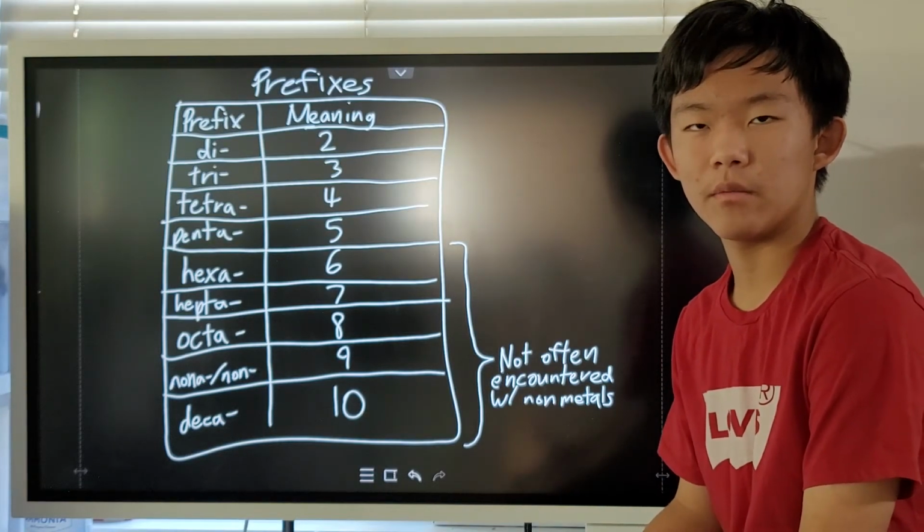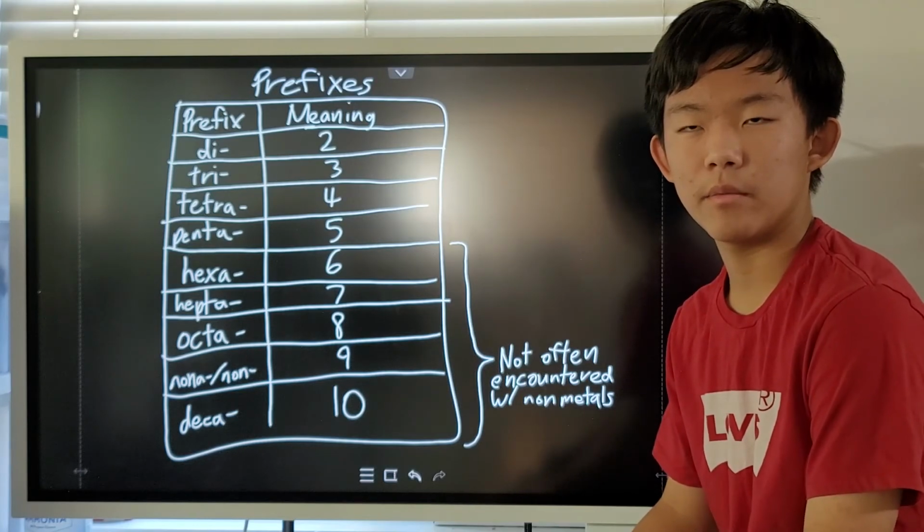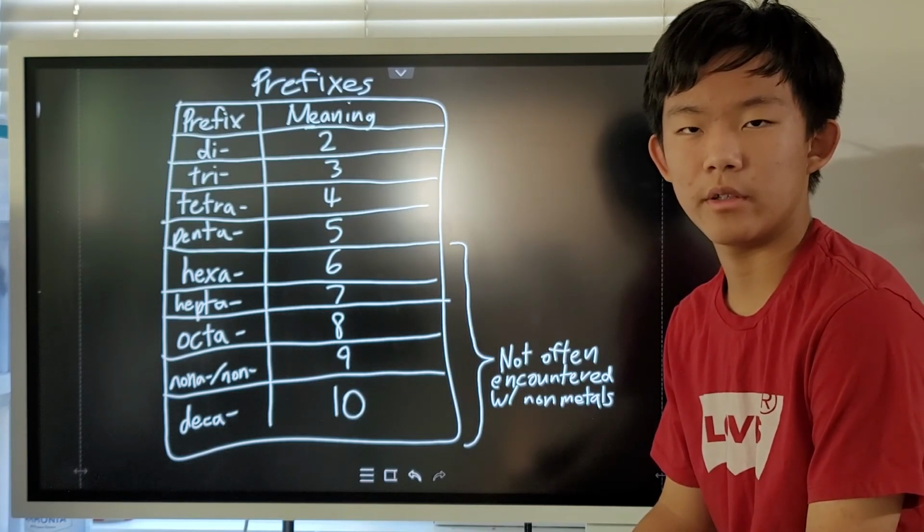So that was about bond energy, bond length, bond strength, and a little bit of nomenclature.